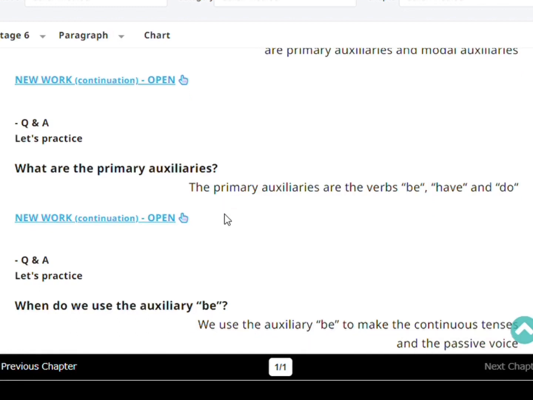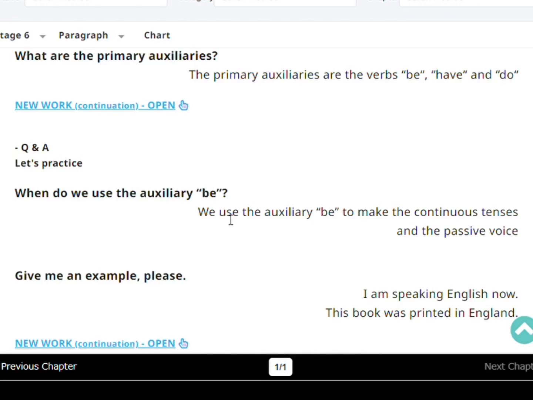When do we use the auxiliary verb be? We use the auxiliary be to make the continuous tenses and the passive tenses in the passive voice. Give me an example, please. I am speaking English now. This book was printed in England.